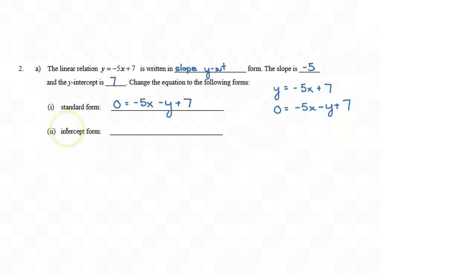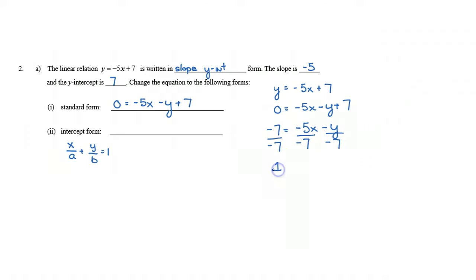Now we want intercept form, which is x y-intercept form. And remember, that's the form x over a plus y over b is equal to 1. The way I like to think about this one is, I just have to make sure I have 1 on one side. So the first step here is I'm going to subtract 7 from both sides. So we get negative 7 is equal to negative 5x minus y. And now I'm going to divide both sides by negative 7.